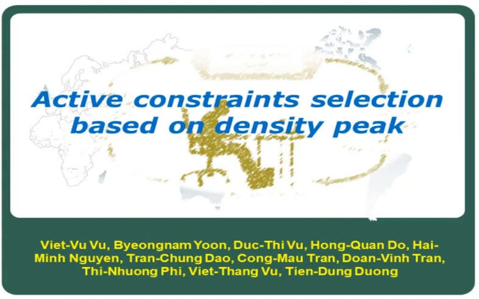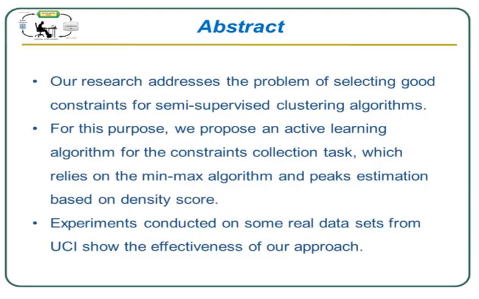I am here today to present our work in ICACT 2022, named Active Constraints Selection based on Density Peak. Our research addresses the problem of selecting good constraints for semi-supervised clustering algorithms. For this purpose, we propose an active learning algorithm for the constraints collection task, which relies on the min-max algorithm and peaks estimation based on density score. Experiments conducted on some real data sets from UCI show the effectiveness of our approach.